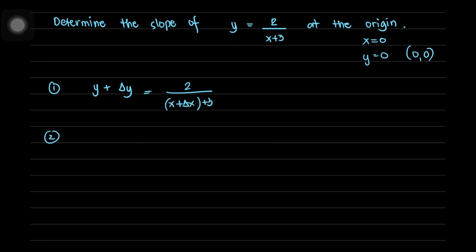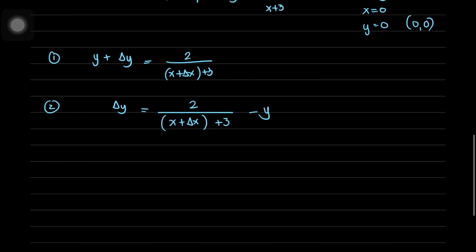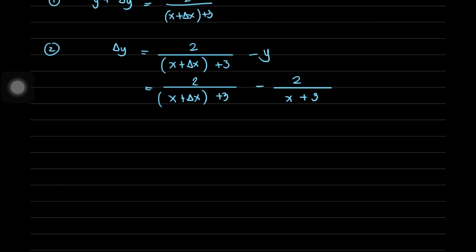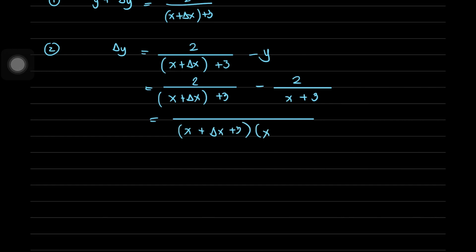Now the second step is to solve for delta y. So we have delta y equals 2 all over x plus delta x plus 3 minus y. If we substitute the value of y in here, we have 2 over x plus delta x plus 3 minus 2 over x plus 3. Now, if we simplify these two terms, the LCD would be x plus delta x plus 3 times x plus 3. So that's the LCD of these two fractions.